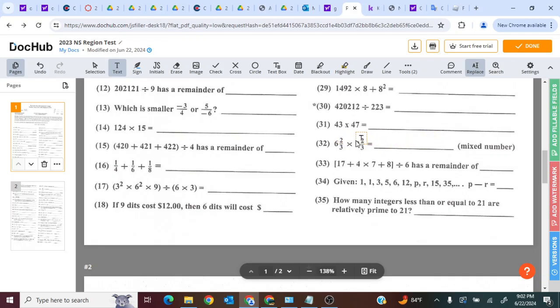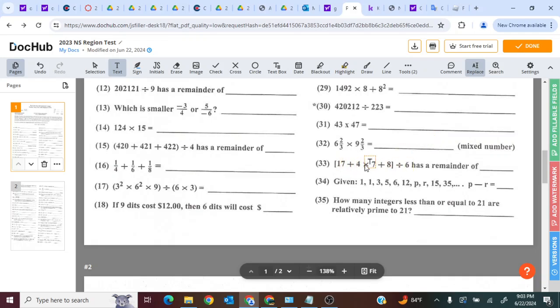This times that. First do 6 times 9, 54. Then do the mixed numbers times the fractions. 6 divided by 3 times 2 is 4. 9 divided by 3 times 2 is 6. 54 plus 4 plus 6 is 64. I believe I did that correct. 64 and then 2/3 times 2/3, 4/9.